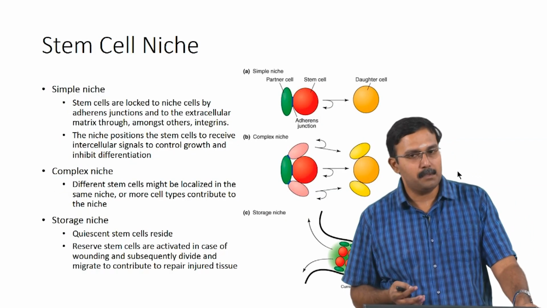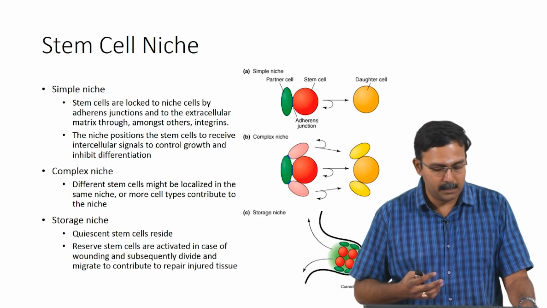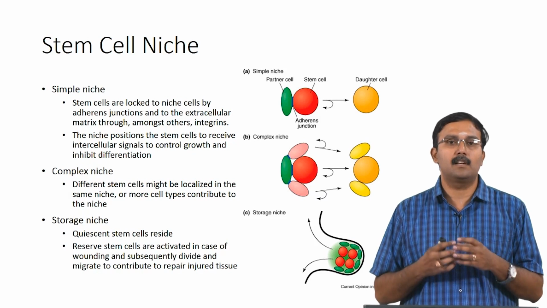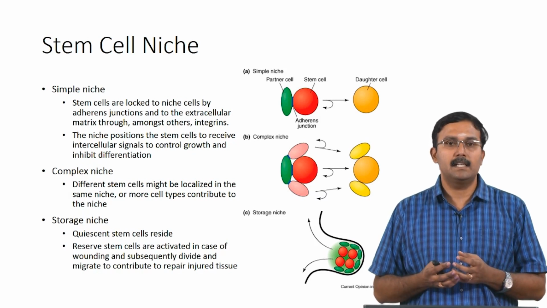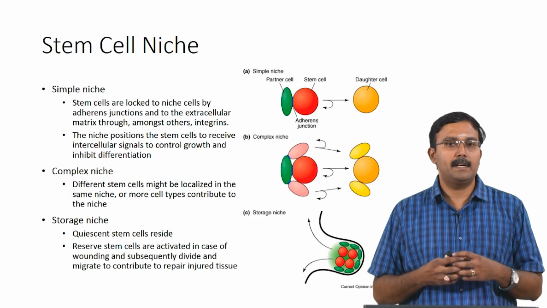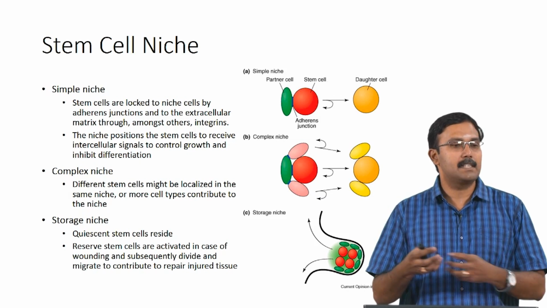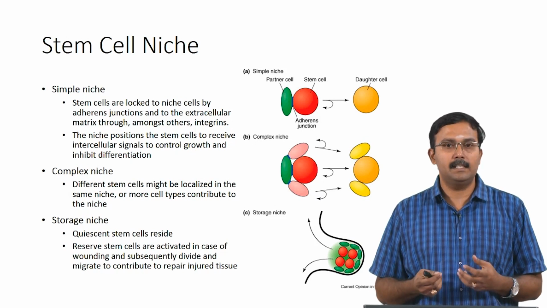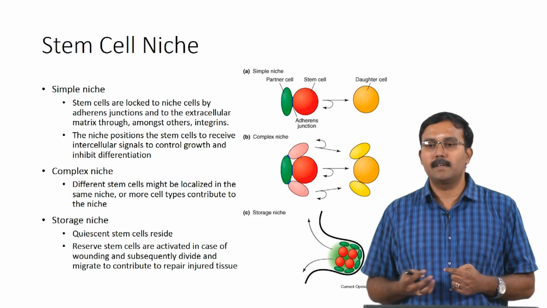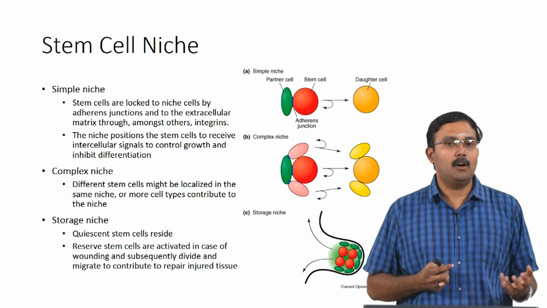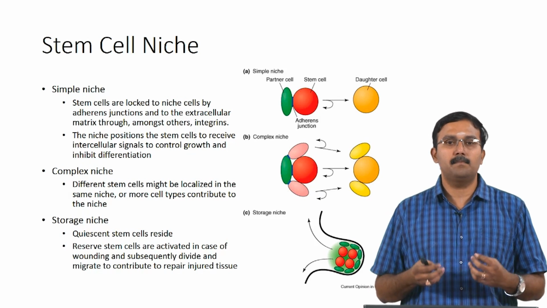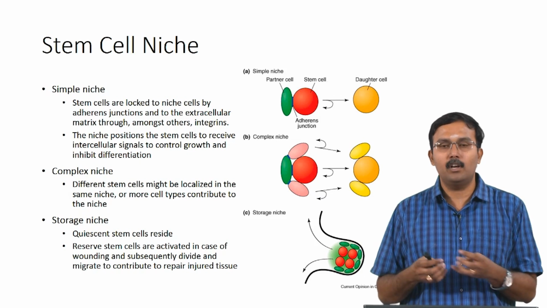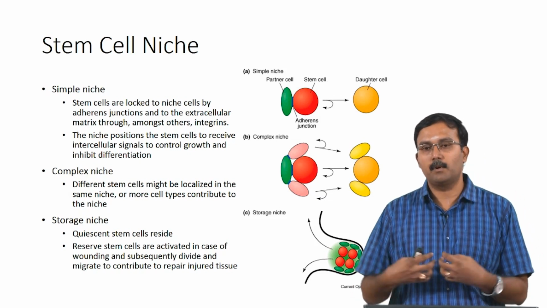There are different types of stem cell niches. You have a simple stem cell niche. These are basically niches where the stem cells are locked to the niche by adherent junctions and to the extracellular matrix through different junctions like integrins. The niche's role is to provide intercellular signals that control growth and inhibit differentiation. In a complex niche, different stem cells might be localized in the same niche, and more cell types can contribute to the niche instead of just one single cell type contributing to the niche.